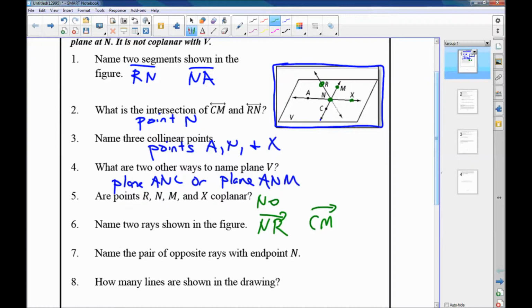Name a pair of opposite rays with endpoint N. So lots of answers for this one also. We could go with NA, and then the other side of that would be NX. So you may have different answers than mine, but they could still be correct as long as they have the same endpoint and they're pointing in opposite directions. So for instance, NA and NM would not work even though they share the same endpoint. They form an angle when they attach.